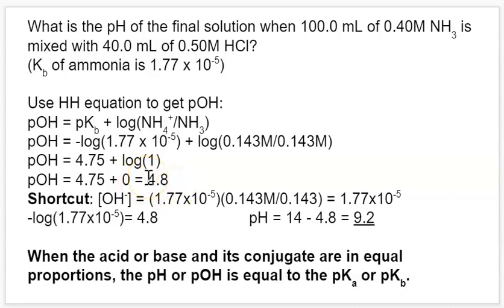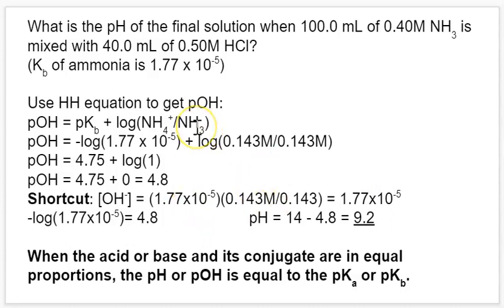And say we wanted to know what the pH of this solution was, we'd apply the logic that we've used in the previous video, where the pOH plus the pH is equal to 14. So we can subtract the pOH from 14 and get 9.2 for the pH of the final solution here.